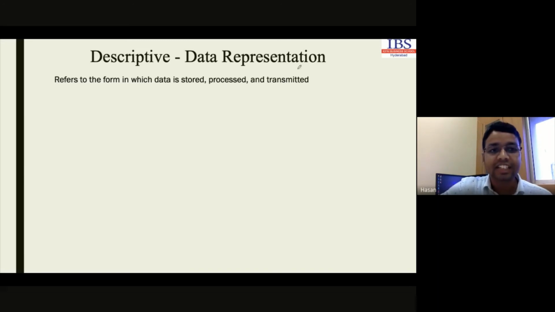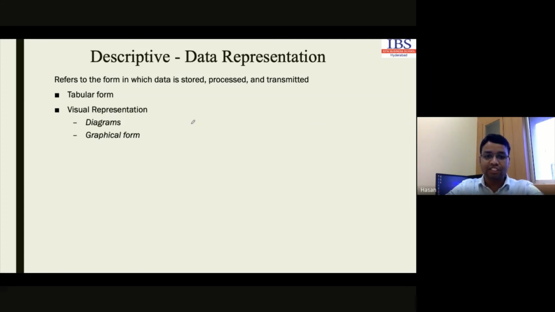Data representation refers to the form in which we process our data or store our data, and get meaningful information from it. When the data is collected, it is in raw form, so we have to represent it in a standard form so that we can draw some conclusions from the data. Data can be represented in tabular form or visual representation. Visual representation includes diagrams or graphs. Now, sir, do we have a pie chart?